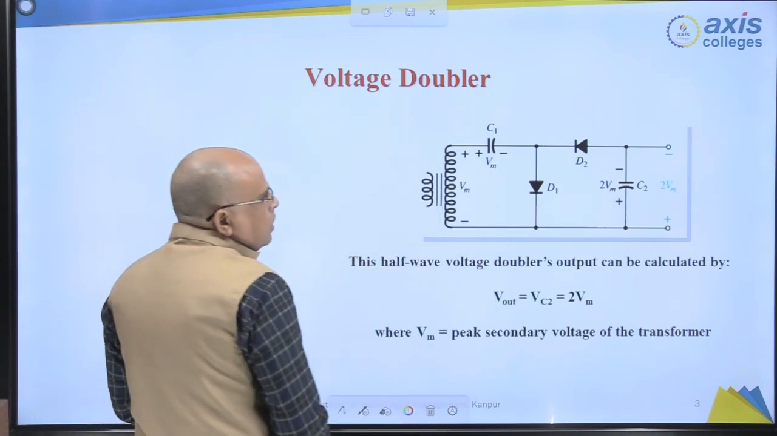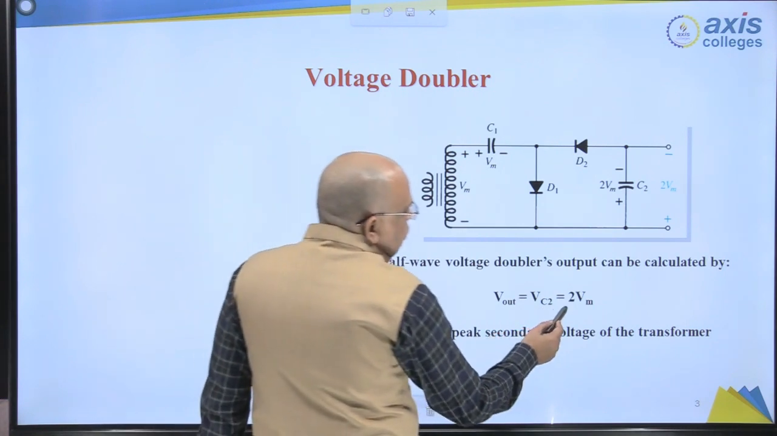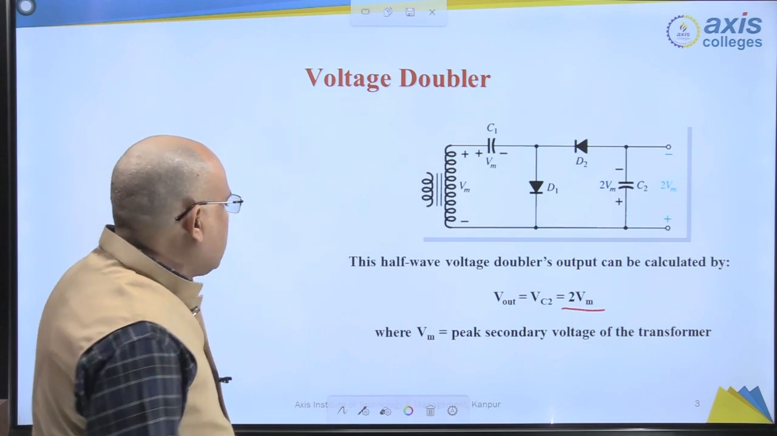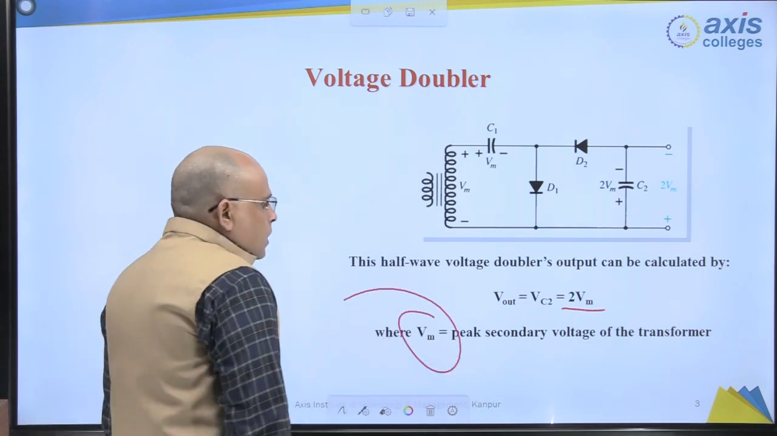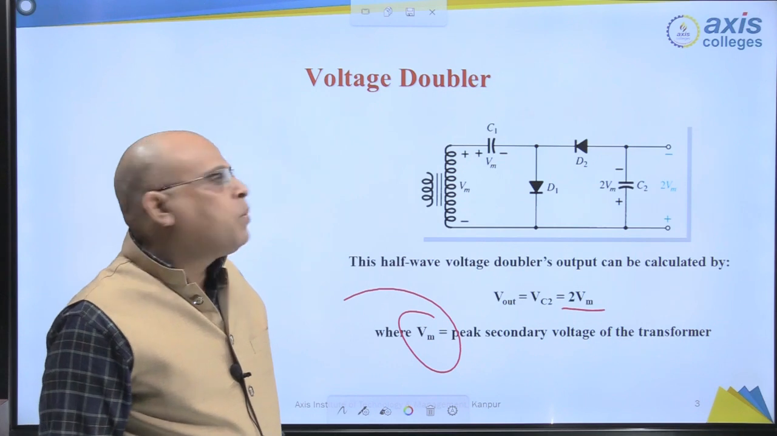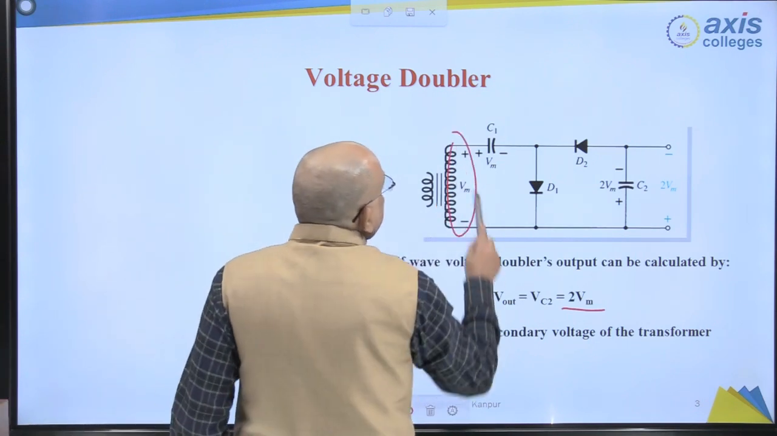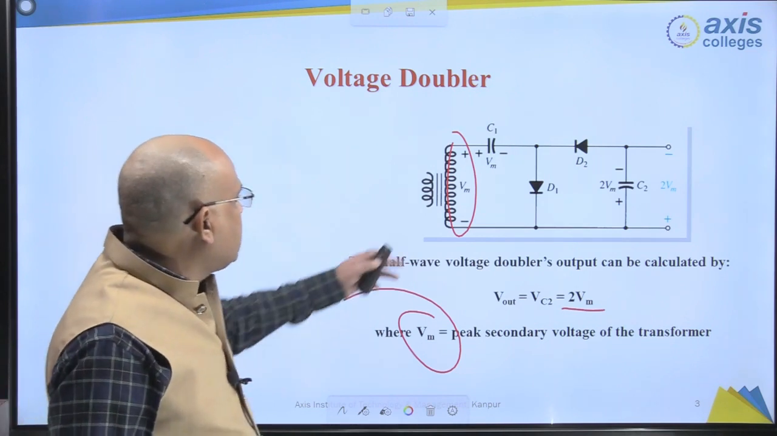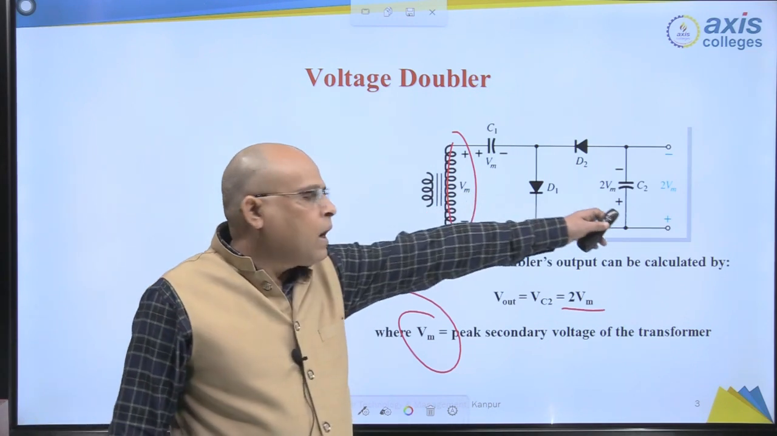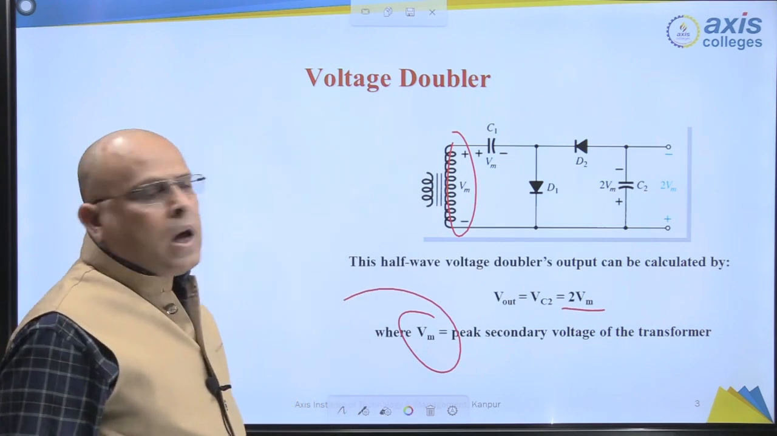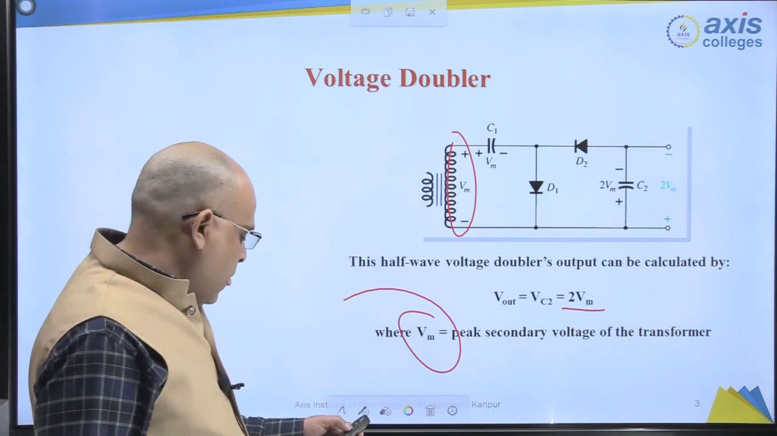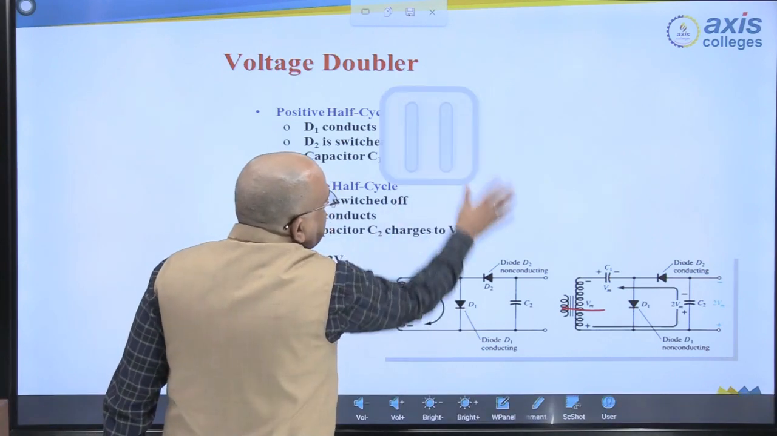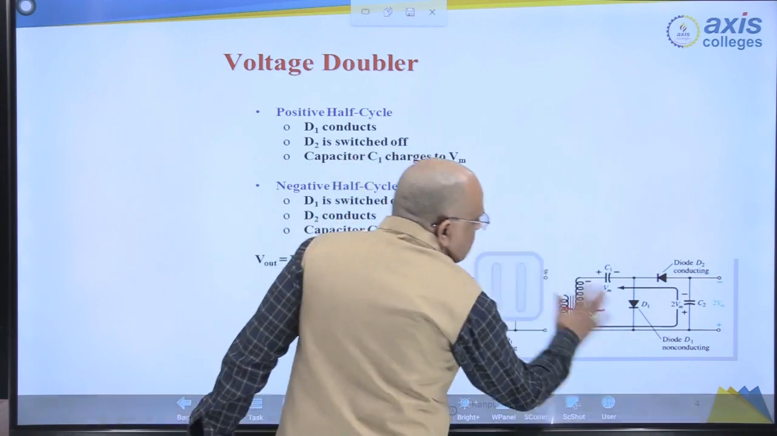So the output of the circuit which is twice the input is called a voltage doubler, where Vm is the peak secondary voltage of the transformer, or the maximum value or peak value of the input which is present here. If that is Vm, and in the output we wish to have a multiplied value, then voltage doubler means in the output we want twice the input.